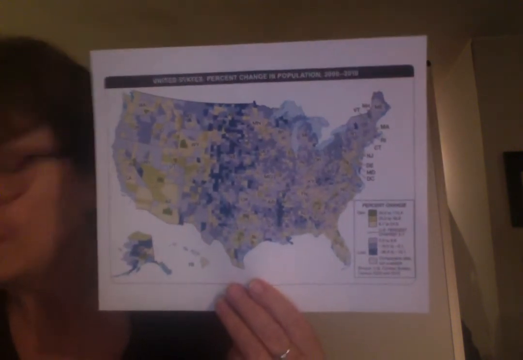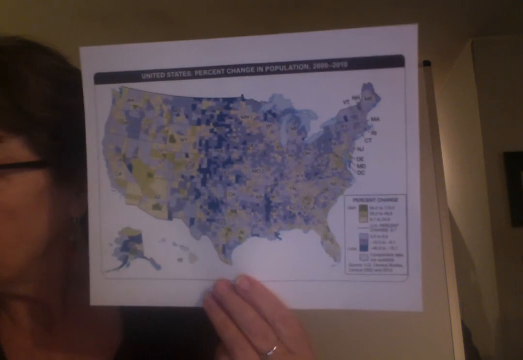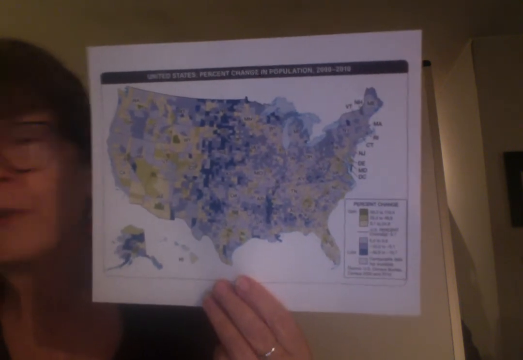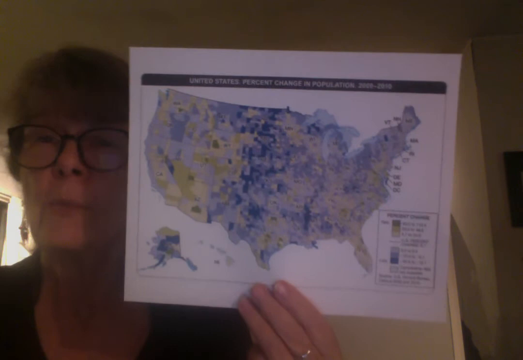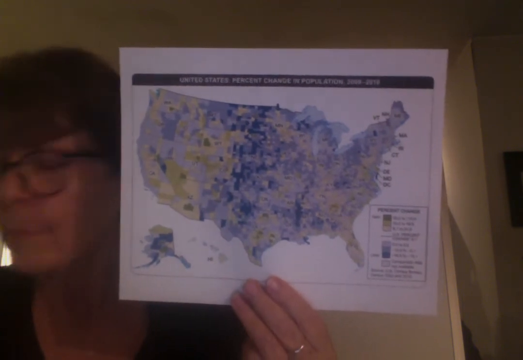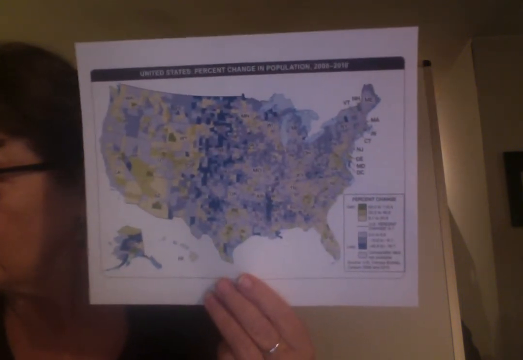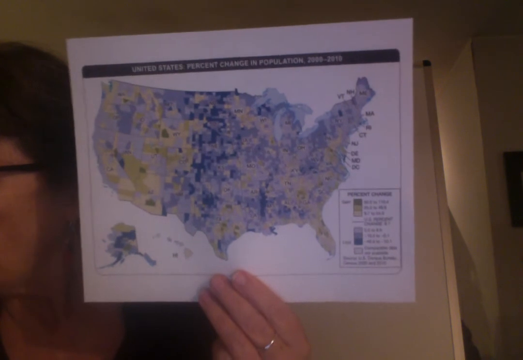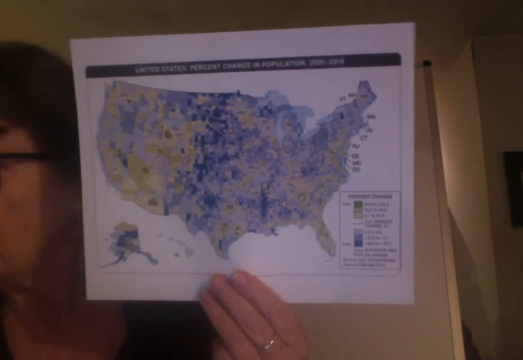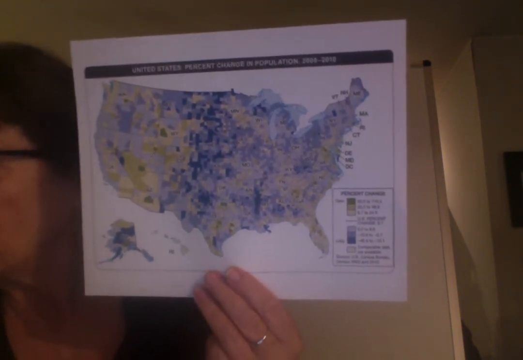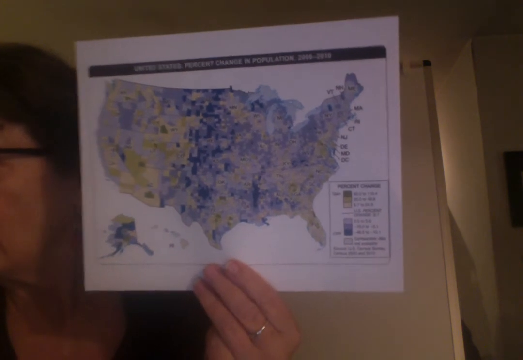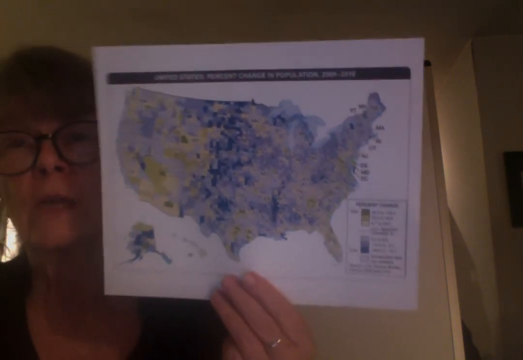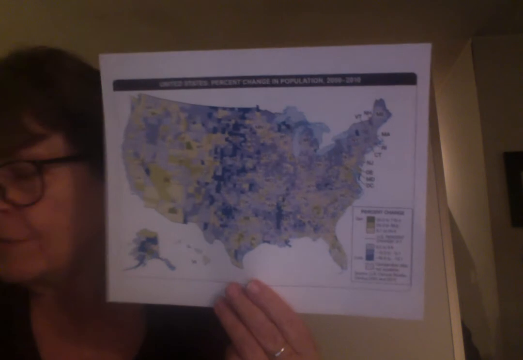And number 7, based on the map, which of the following statements can you infer? That means, can you make a logical guess about the population, based on the map, which of the following statements can you infer about the population of the U.S. between 2000 and 2010? The dates of this map.